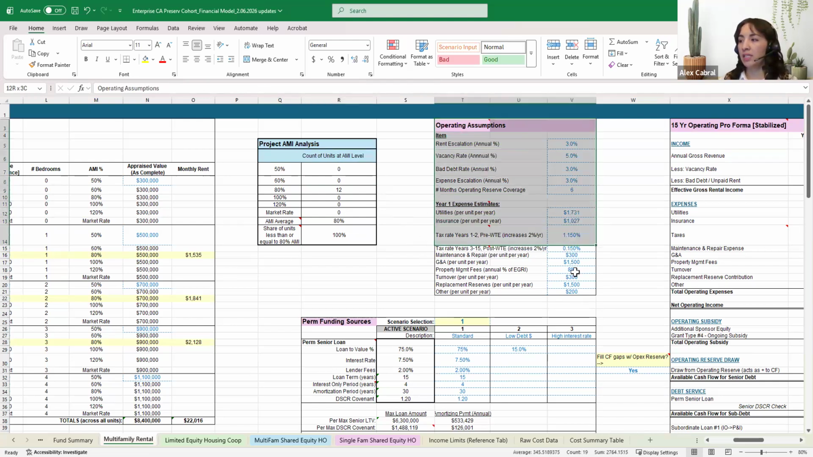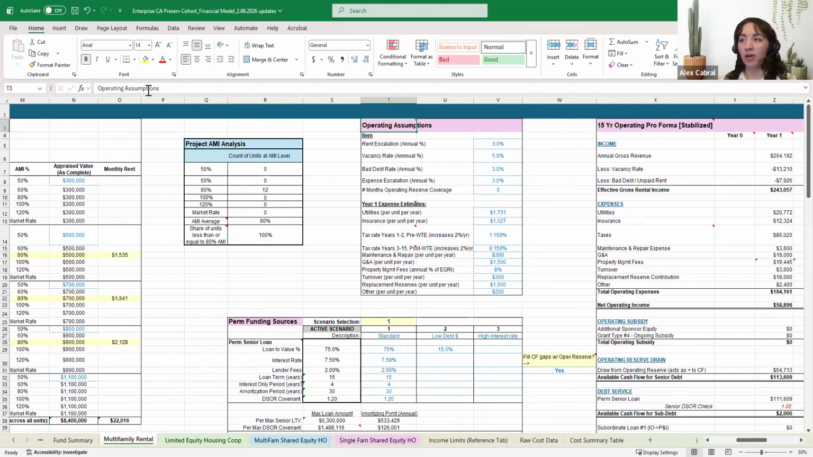We're going to go over to the operating assumptions tab. Now you see that we've just shifted into the pink. This means that we are now filling in project data for the operating stabilized phase of the project. Now, this section will only be applicable for the multifamily rental and the limited equity housing co-op tabs. It's not applicable for homeownership because instead of having an operating pro forma, those homes will be sold. So this section looks a bit different, and I will walk through that when the time comes.